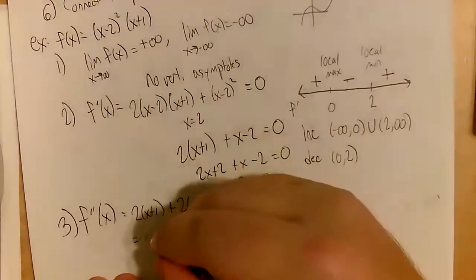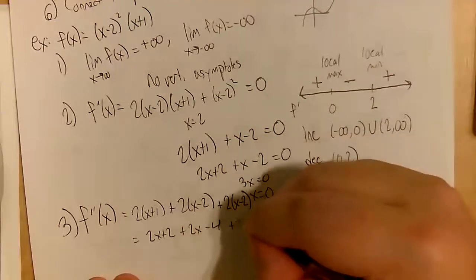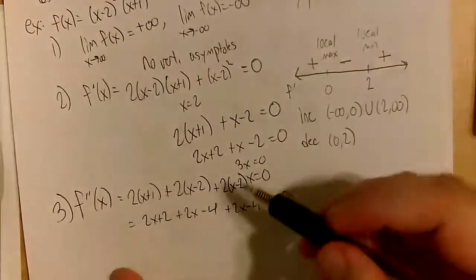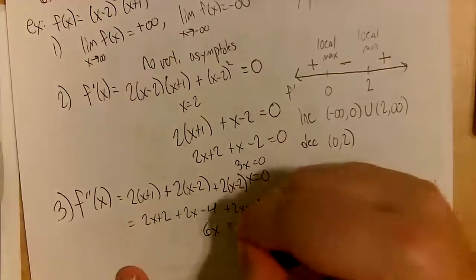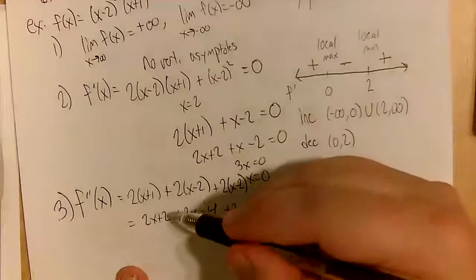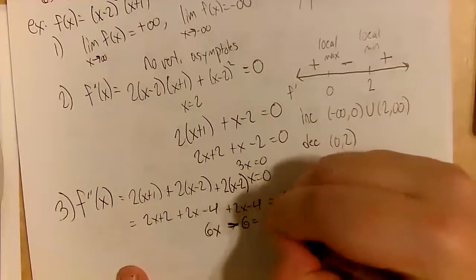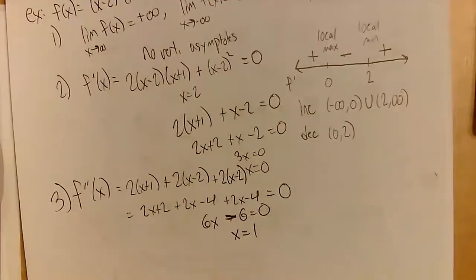All right, so this ends up giving me 2x plus 2 plus 2x minus 4 plus 2x minus 4. Remember, I want all of this to be 0. So this ends up giving me 6x equals, let's see, 2 minus 4 is negative 6. So 6x minus 6 equals 0. So it seems like we end up getting x equals 1 as a place where our second derivative is going to be 0.